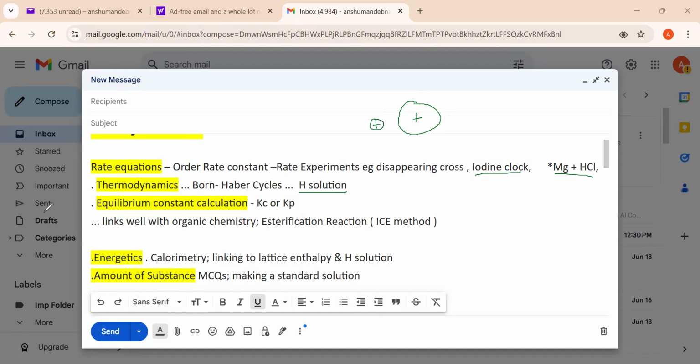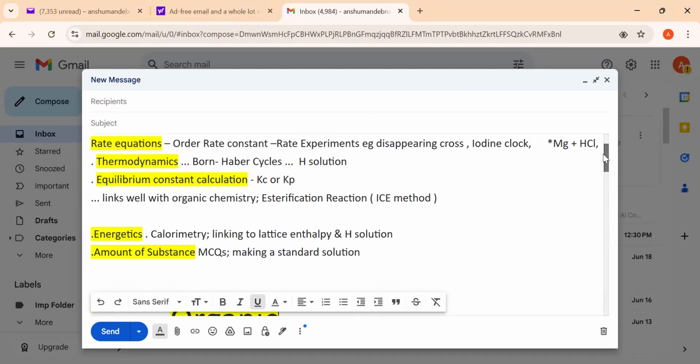Connected with this are equilibrium constant calculations, Kp and Kc. This will also link up with organic chemistry, the esterification: alcohol plus carboxylic acid gives you ester plus H2O, a condensation reaction. So the ICE method will also be connected with this, to find out. Next, we are moving to the energetics part.